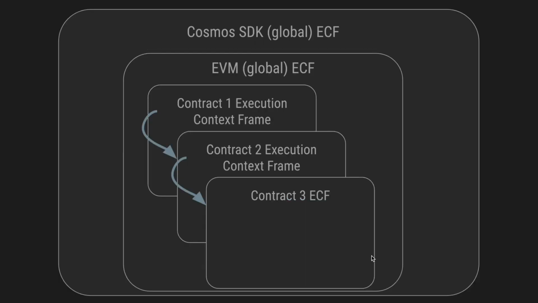Now let's see how things are for Ethermint. In Ethermint, we start from a global Cosmos execution context frame. And inside, we find the global EVM execution context. And inside it, we will see each contract call execution frame. So Ethermint wraps the EVM execution in a Cosmos context. Now let's see what Quasar brings to Ethermint.